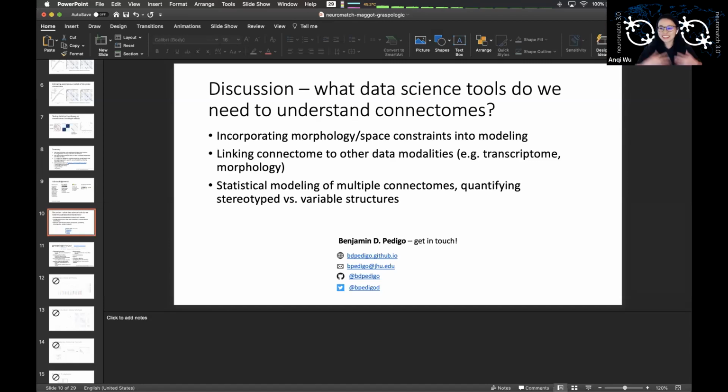Thanks. Yeah, that makes me excited too, listening to all these possible directions and problems to be solved in the area.